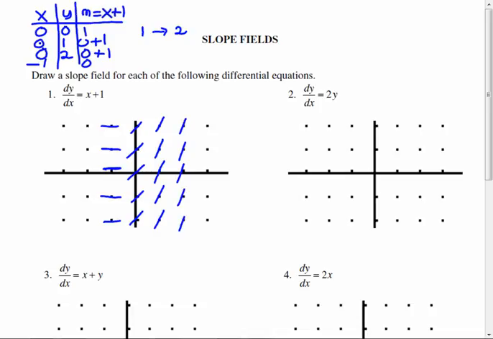Let's go the other direction. What if x is equal to -2? Then the slope is -1. I like it when there's only one variable there, because then it's easy. And then this is what? -2. You've seen direction fields.